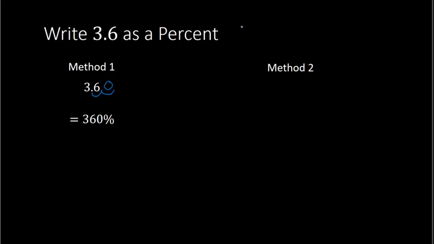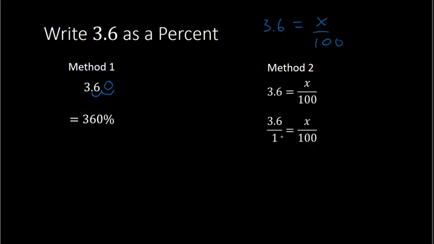Method 2, I can create an equation. 3.6 equals something out of 100. So I can then use that equation to solve. 3.6 I can think of as 3.6 over 1. I can cross multiply. 1 times x equals 3.6 times 100. So x equals 360. So we have 360 over 100, which means my percentage would be 360%.